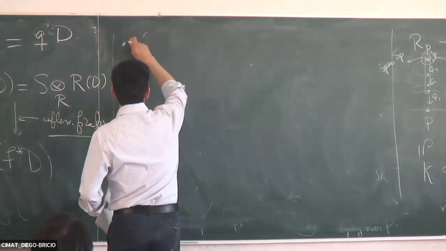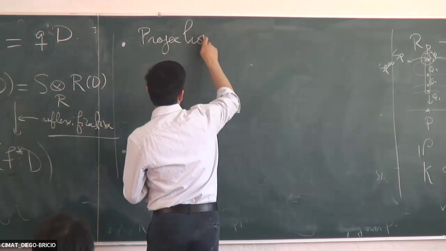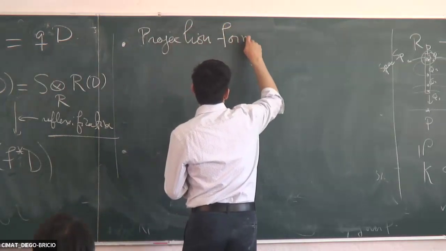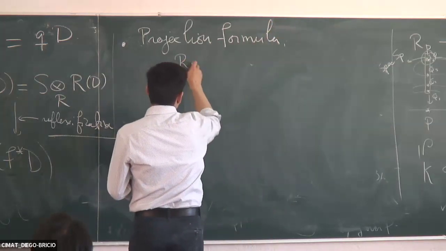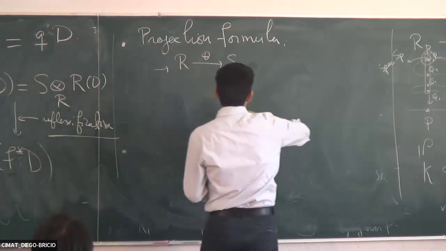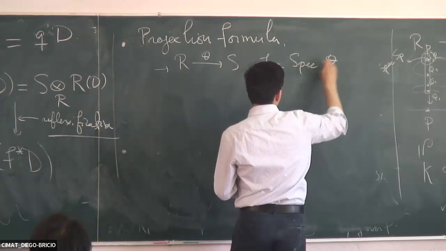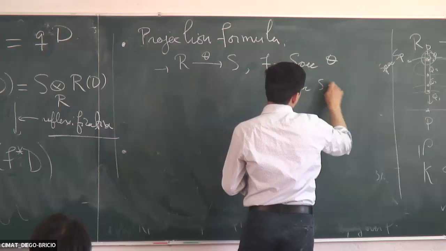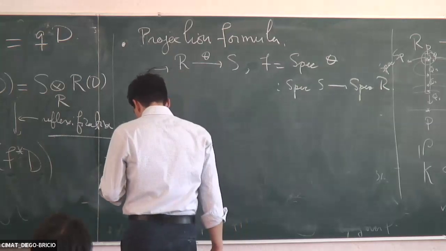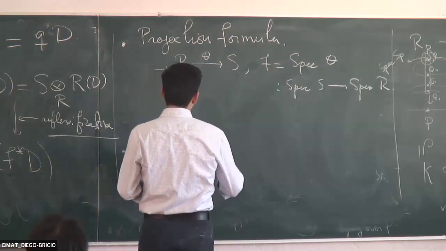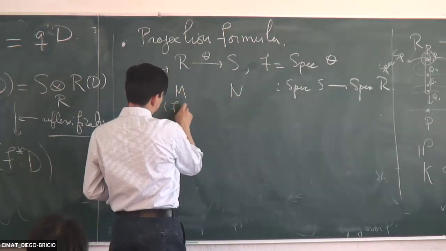Another remark is a large exercise. Let's call it the projection formula. It's the following abstract nonsense. Let's take any homomorphism of rings, and let's call f the spectrum of theta, which goes from Spec S, as usual, to Spec R. And let's take a module N and a module M, both of them finitely generated.